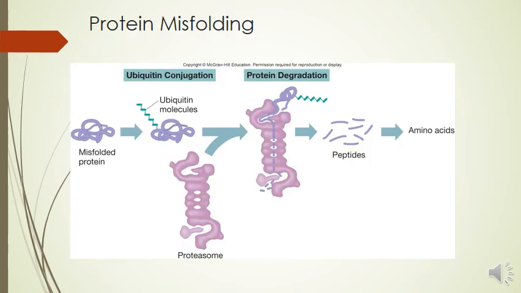In this picture, what you can see is that ubiquitin binds to the misfolded protein and escorts it to the proteasome. The proteasome, which is composed of several proteins, encases the misfolded protein, straightening it and dismantling it.